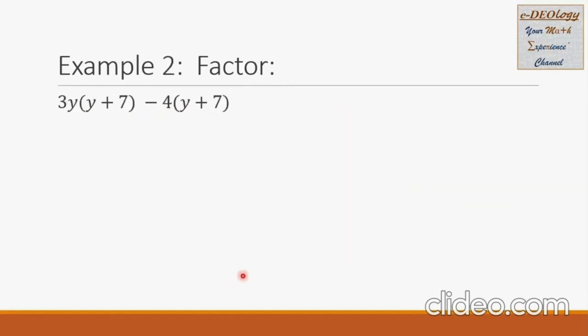Let's have the second example. In here, there are two big groups. It is a difference of binomials. Look at this first group here. It is a product of 3y times the quantity y plus 7, and then minus. The second group is 4 times the quantity y plus 7.